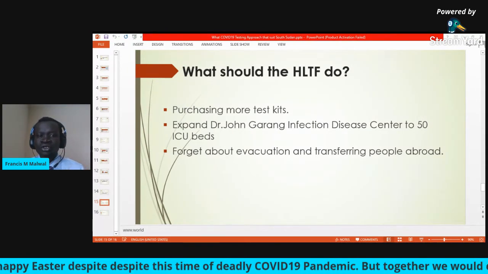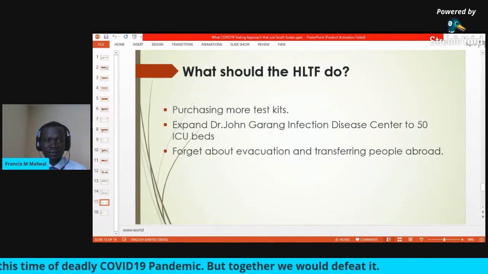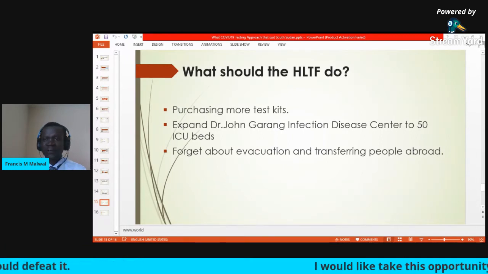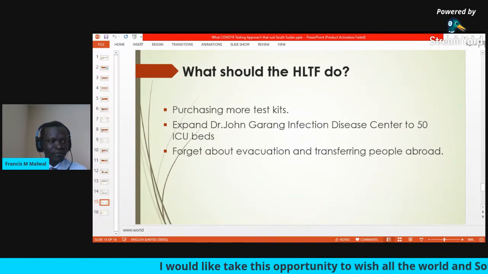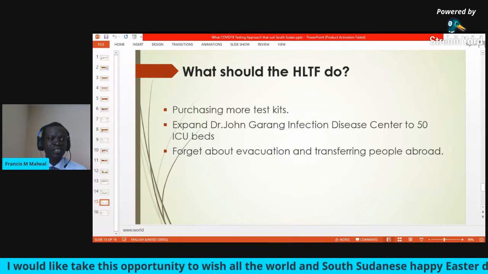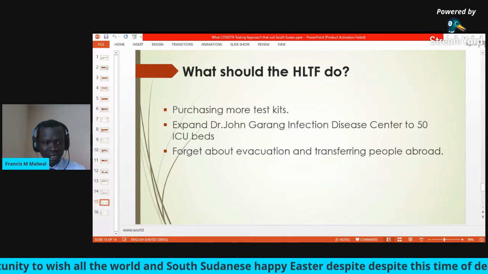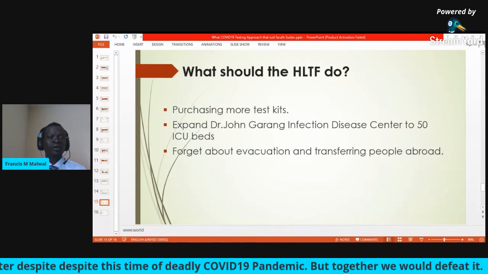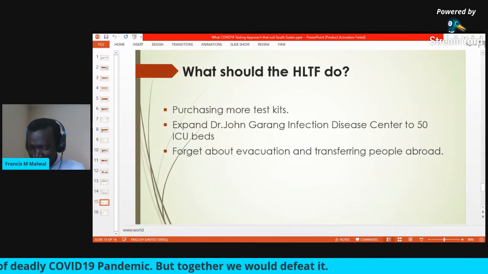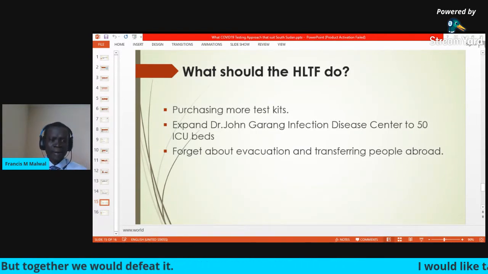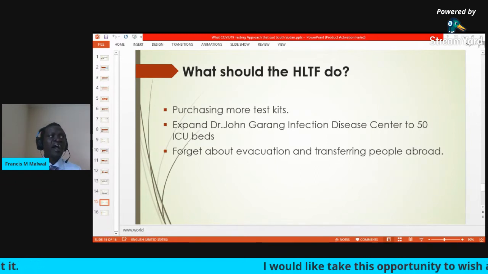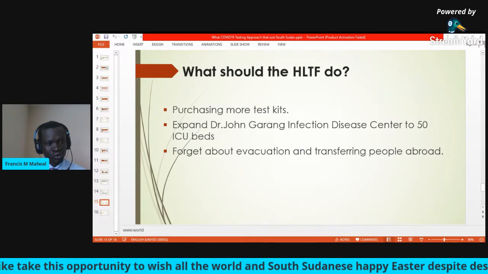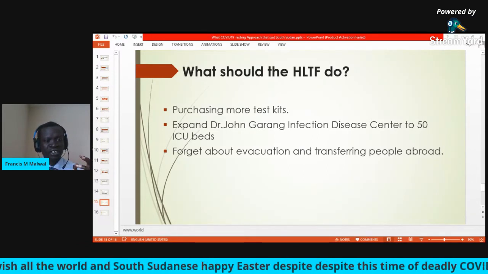So what should the high level task force do? Because we did the analysis, we see that transferring people to a neighboring country, even if we assume that Kenya would accept that, is not a good idea. There is an article that I wrote a few days ago, and I say that the high level task force, what they should do, they need to ban the ship.